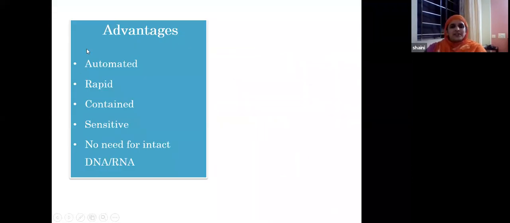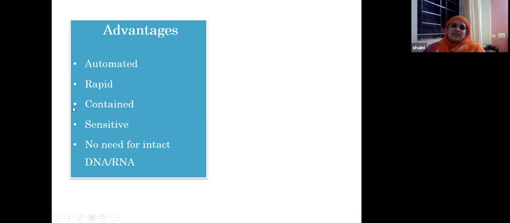Now, the advantages of PCR. The first and foremost advantage is you need a very small quantity of starting DNA. As I said, even one DNA or RNA fragment in 50,000 host cells can be picked up by a PCR test. Second, it is automated. Third, rapid results. Results come out within hours, 2 to 4 hours, 4 to 6 hours. Fourth, it is contained. Contained as in after you put it into the PCR machine, the chance of contamination is less.